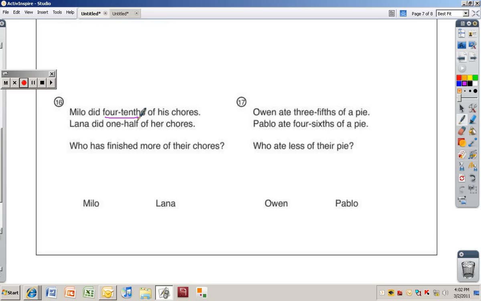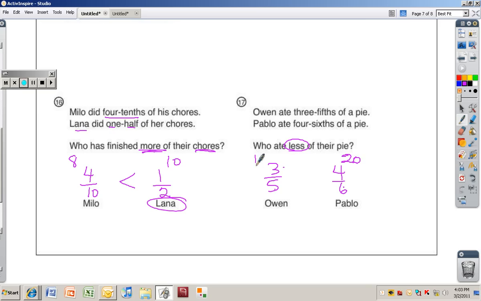Milo did 4/10. Here's 4/10. Lana did 1/2. Let's compare these. We got 10 and 8. That one's larger. Who finished more of their chores? Lana finished more. Owen ate 3/5. Pablo ate 4/6. Who ate less of their pie? 20. 18. Owen ate less than Pablo did.